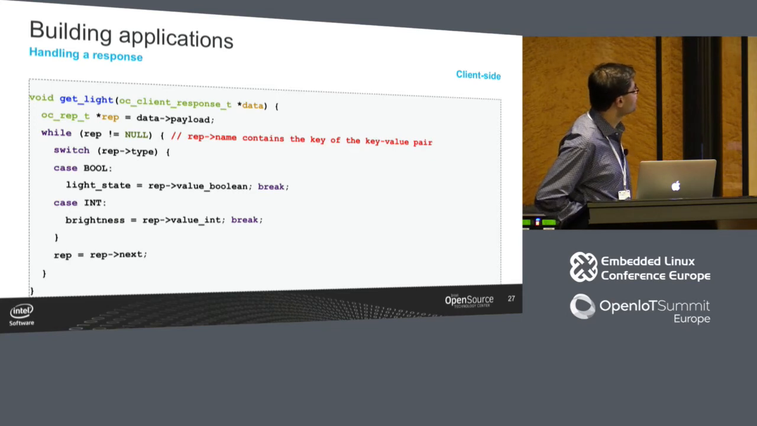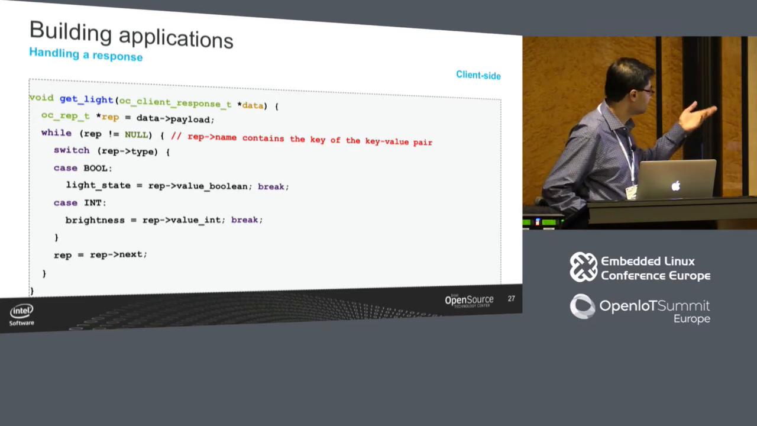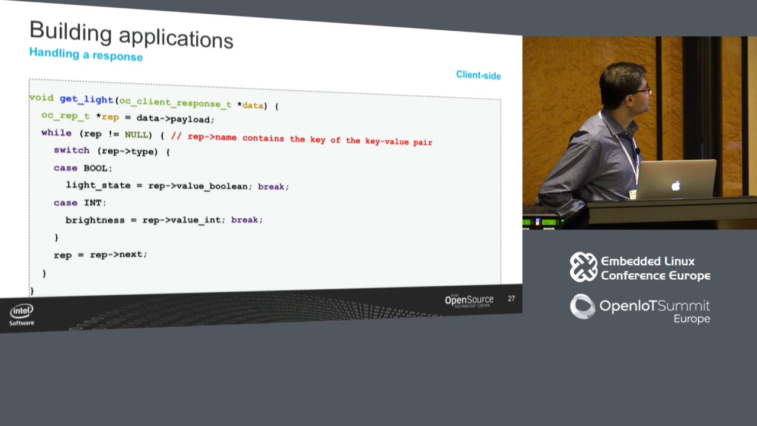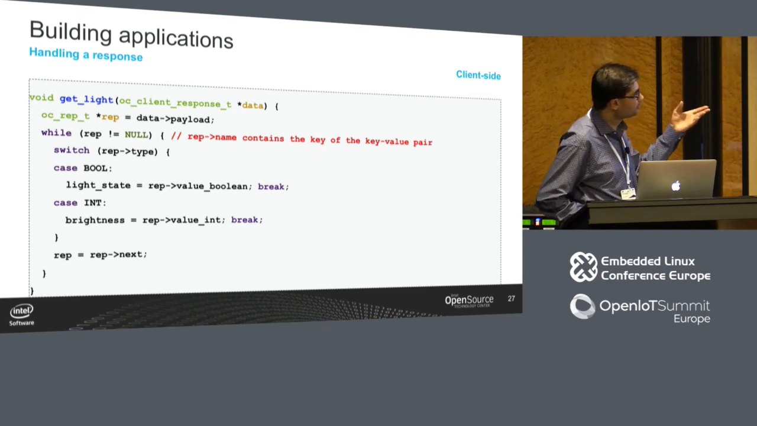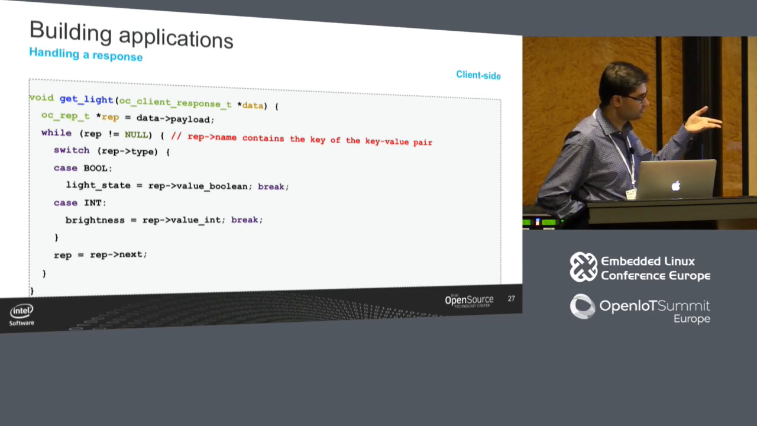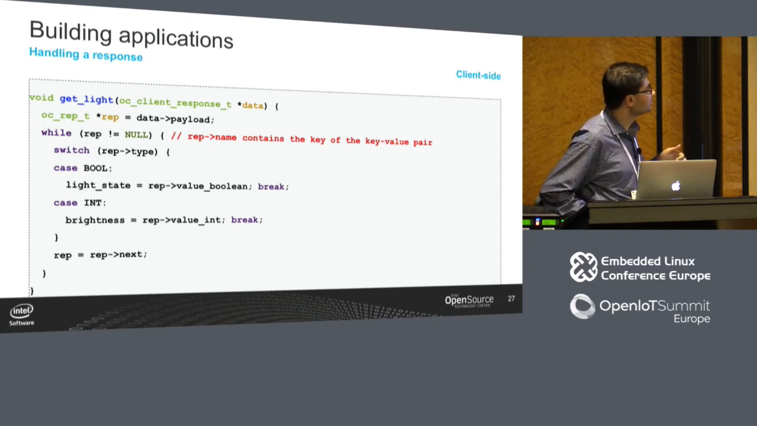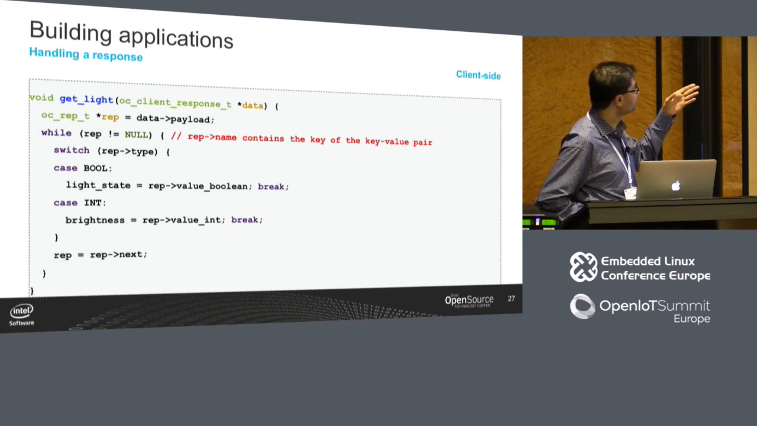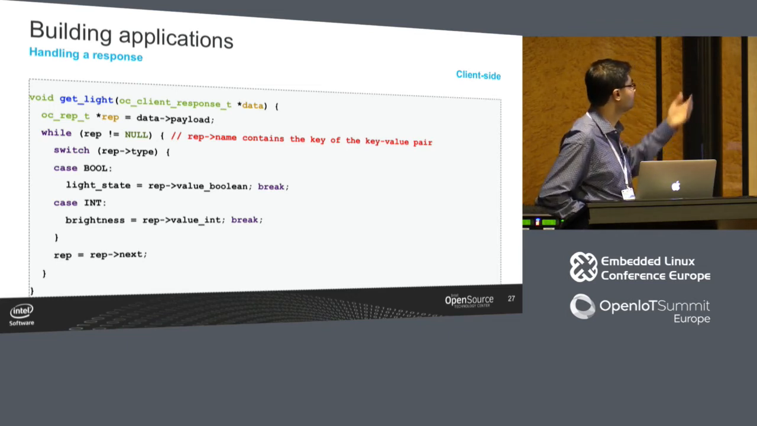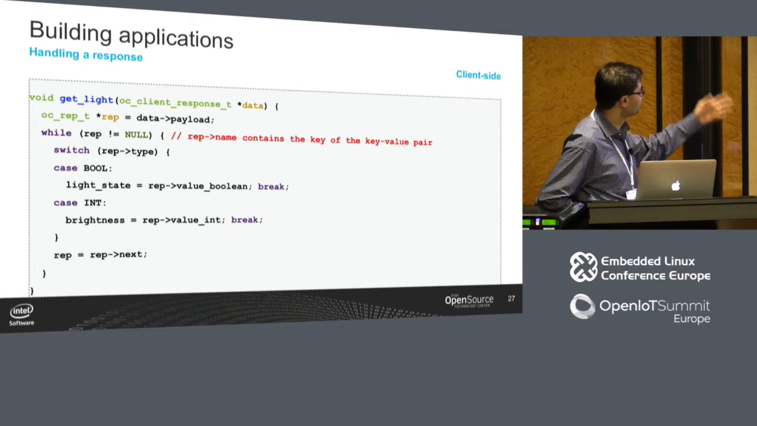So here's an example of a response handler that's handling the response. The response payload would include the representation encoded in CBOR of that particular resource. And by the time this callback is invoked, the payload is already parsed out, and so this function gets handed a structure, which the application can just walk through to read all of the properties which were part of the representation.